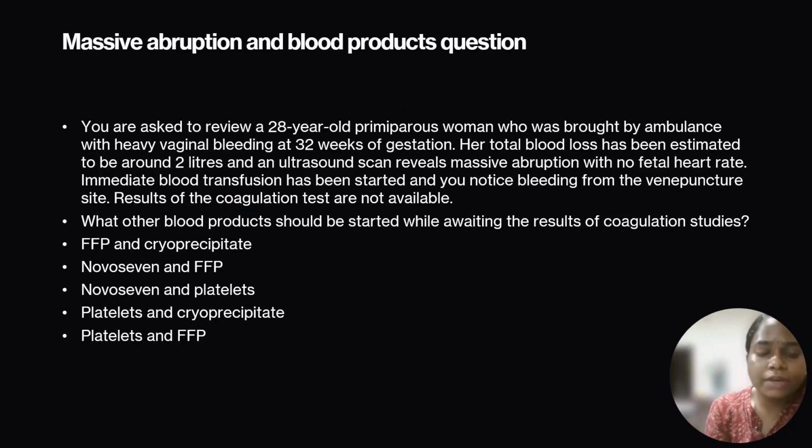Next, a 28-year-old primigravida, 32 weeks, having heavy bleeding. Around 2 liters of blood was lost, and an immediate blood transfusion has been started, and she is bleeding from the venipuncture site. So wherever you puncture, it is bleeding. So she has landed up in DIC. You will go for FFP and cryoprecipitate.